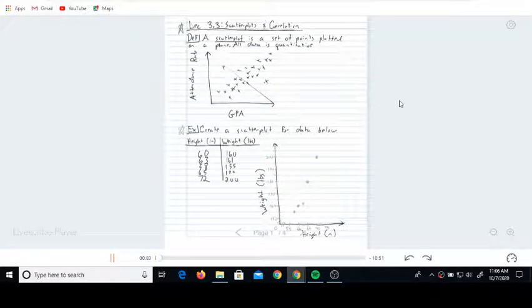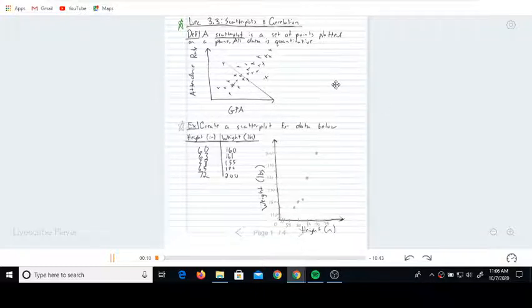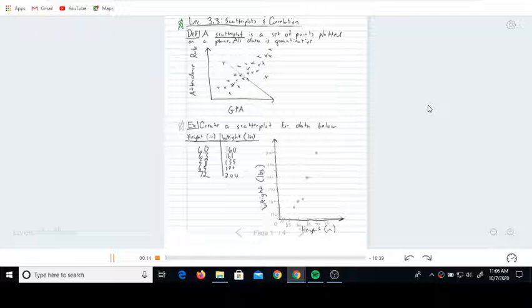Alright, here we have lecture 3.3, Scatterplots and Correlation. Now, a scatterplot is a set of points plotted on a plane. All data is quantitative. So, naturally, if you're going to be plotting points, all the data has to be numerical. So, both the x-axis is based on quantitative data as well as the y-axis. And we have an example of a scatterplot tracking GPA and attendance rate.